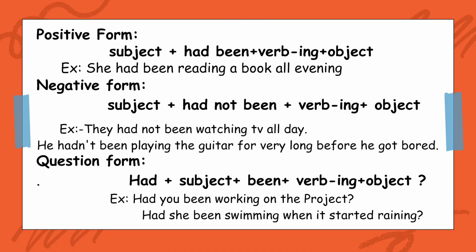Positive form: subject plus had been plus verb-ing plus object. Example, she had been reading a book all evening. Negative form: subject plus had not been plus verb-ing plus object. Example, they had not been watching TV all day. He had not been playing the guitar for very long before he got bored. Question form: had plus subject plus been plus verb-ing plus object. Had you been working on the project? Had she been swimming when it started raining?